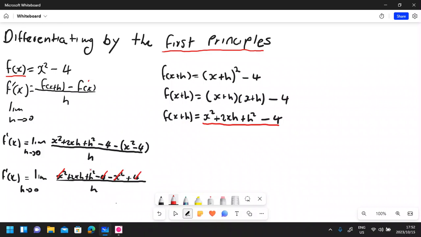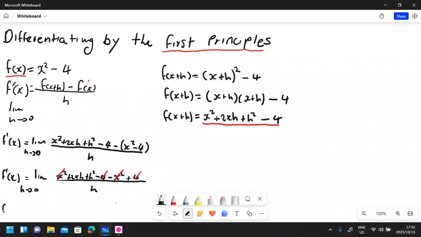So to see if you did the right thing, whatever term is left in the numerator should have h next to it. It should be multiplied by h somehow, or it only has h. So if we continue, let's just continue there.